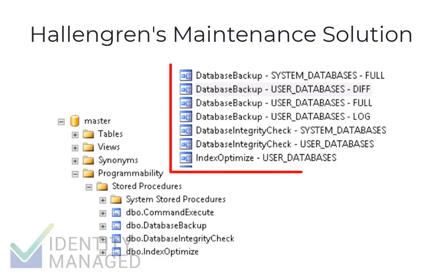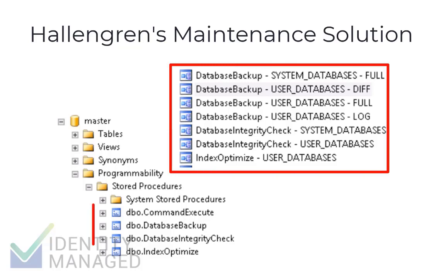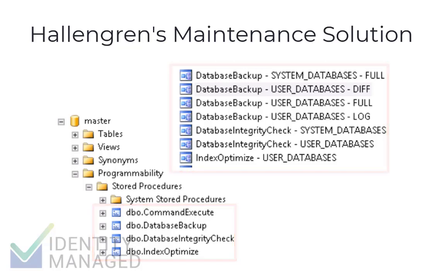It creates 7 jobs, 4 stored procedures, and 1 table. It creates a command log table, a command execute stored procedure, a database backup stored procedure, a database integrity check stored procedure, and an index optimize stored procedure. Then there are 7 jobs for doing backups, integrity checks, and optimize. The backups are separated in a couple of ways. First, you'll notice there is a database backup system databases full, and then user databases diff, user databases full, and user databases log.